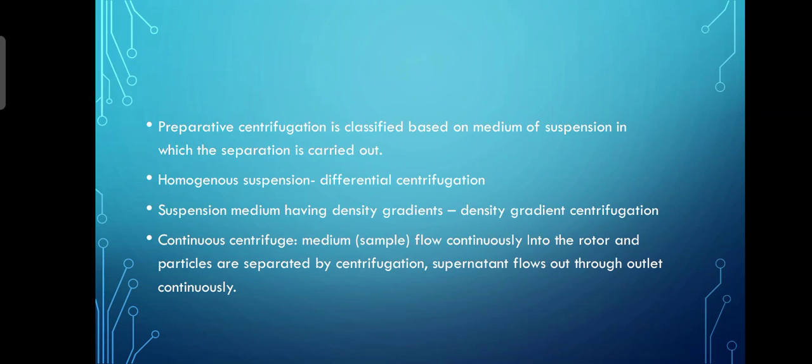Preparative centrifugation is classified based upon the medium of suspension in which the separation is carried out. There are two types depending upon the medium of suspension. A suspending medium which is homogeneous is known as differential centrifugation, and in density gradient centrifugation, the suspending medium has a density gradient.